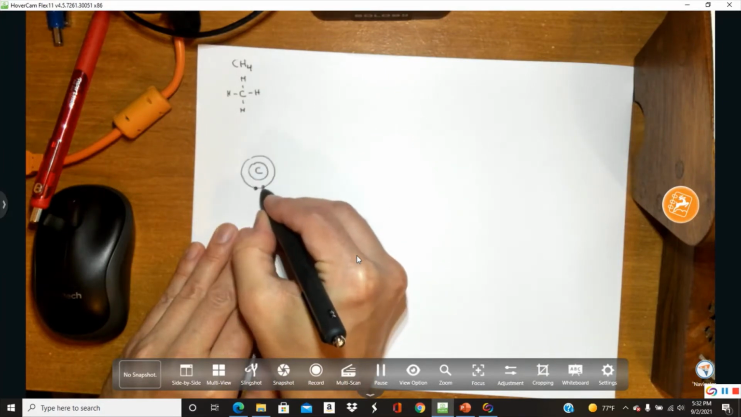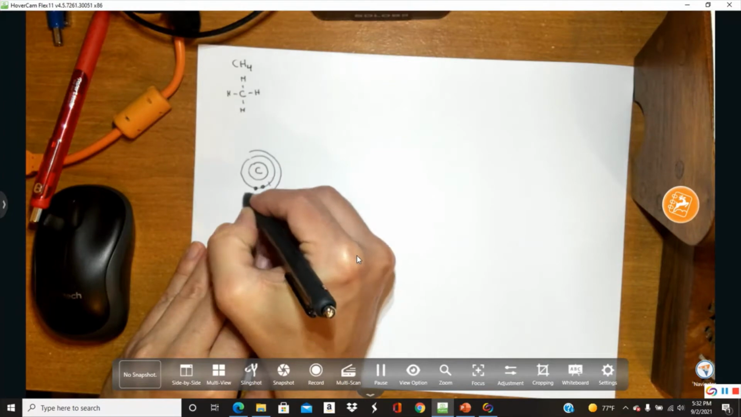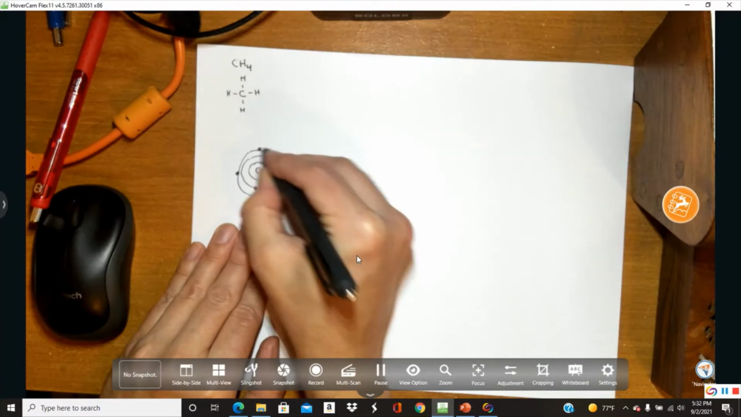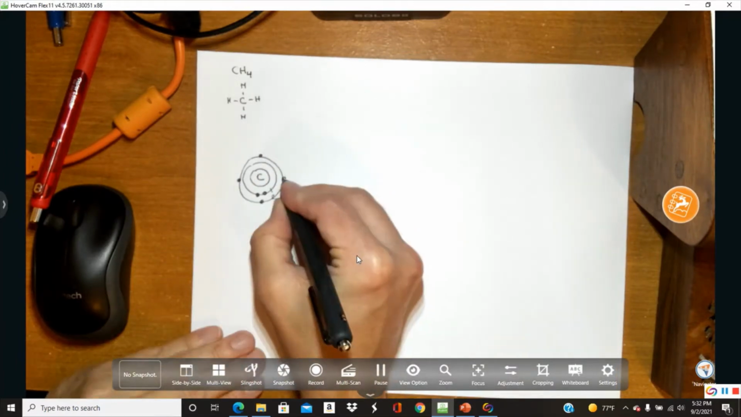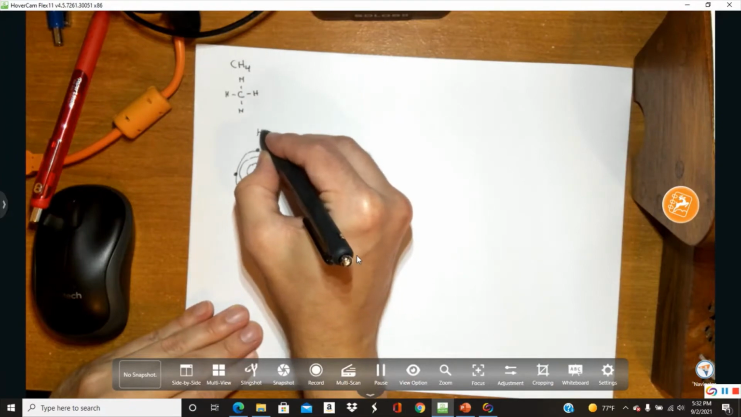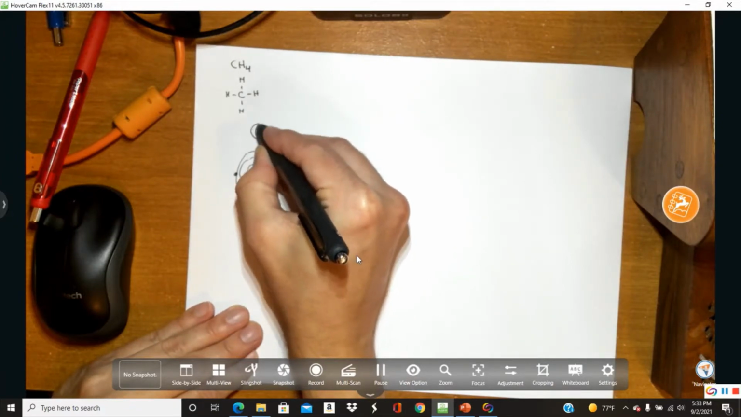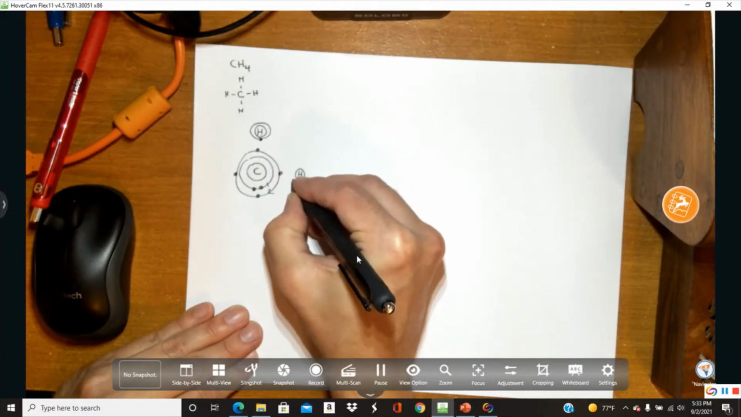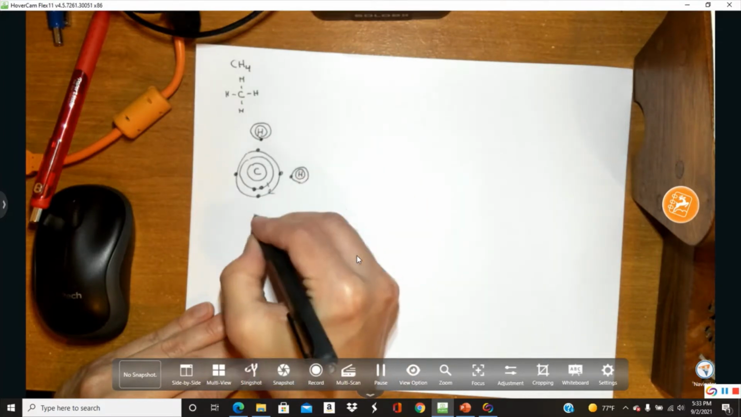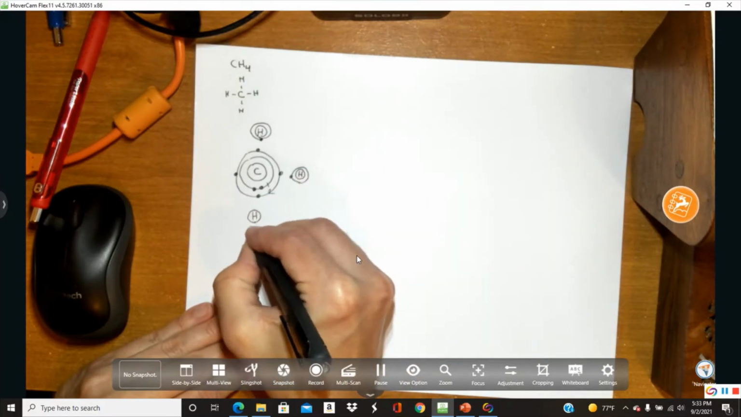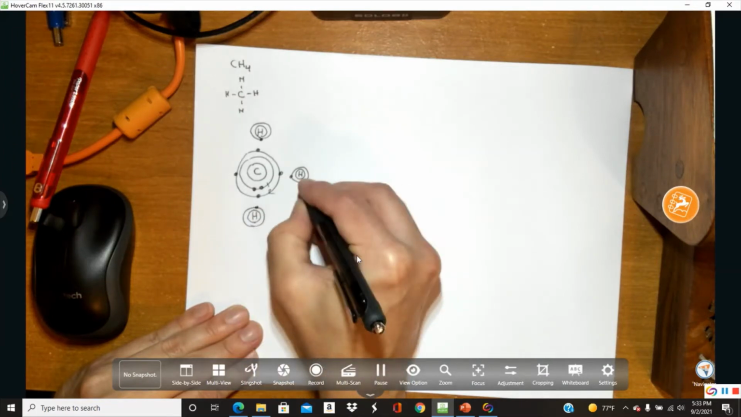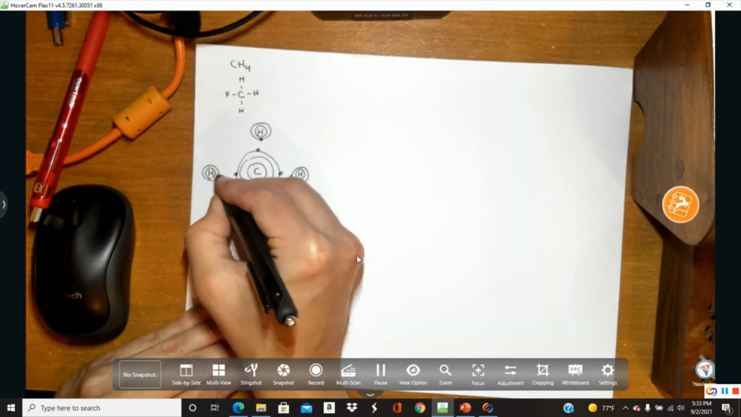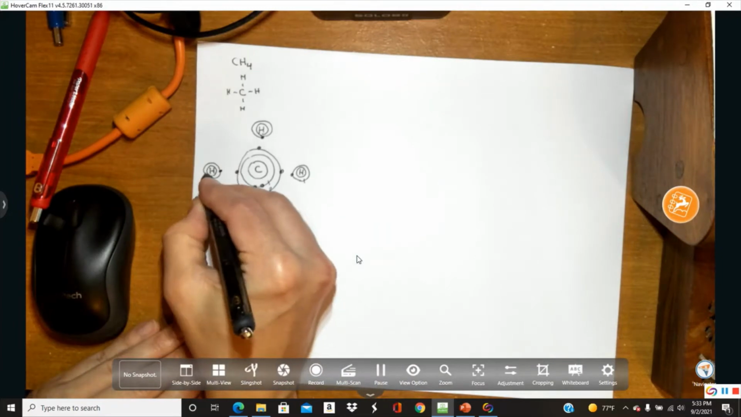2 in the first, 4 in the second. Now, what I want to show you is if I have hydrogen with its one and only one electron that it has, in the first shell, then we're going to be able to form a covalent bond.